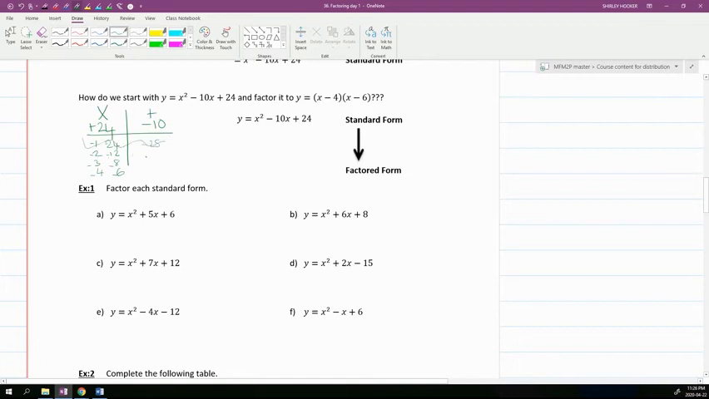When we add -2 and -12 together, we get -14, so that's no good. -3 and -8, we get -11, that's no good. -4 and -6, we get -10. And so this is the one we use. And what do we do then?